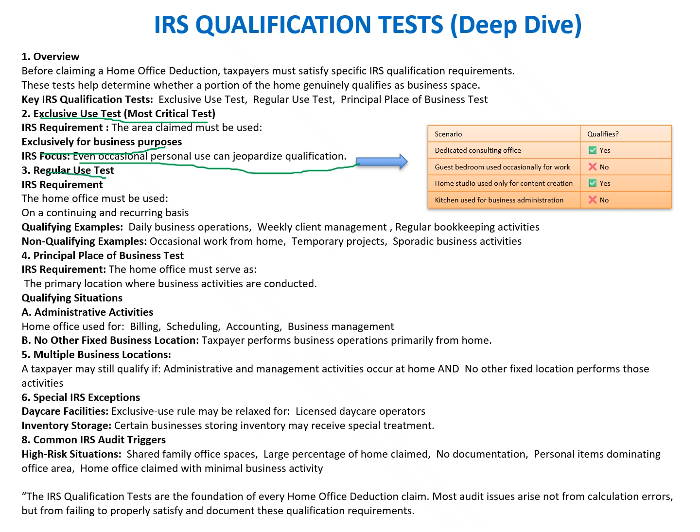Regular use test, that is most important. The home office must be used on a continuous and recurring basis. Qualifying examples: daily business operation, weekly client management, and regular bookkeeping office activities.